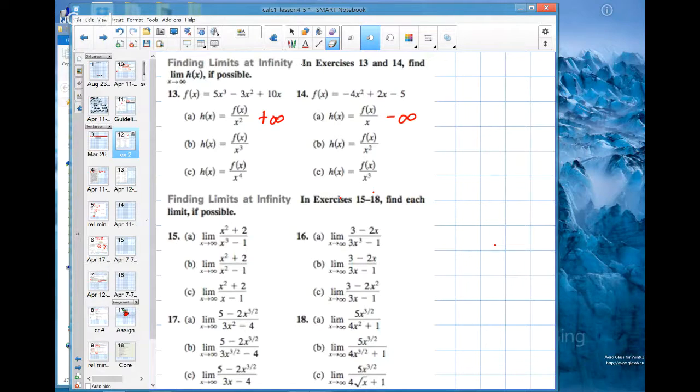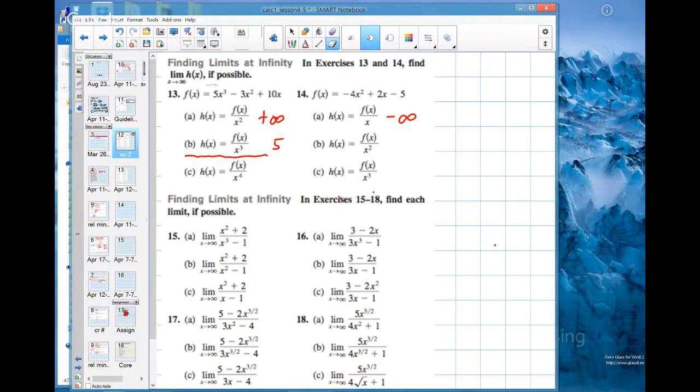Let's take a look at part B. Here, let's look at this one. Sorry, I know there's two B's. Let's stay on 13 now. So on the top, you've got 5x cubed minus 3x squared plus 10x. On the bottom, you've got x cubed. What's the highest power on top? X cubed. What's the highest power on the bottom? X cubed. Oh, they're tied. So therefore, as x approaches infinity, that thing will approach what? The ratio of the leading coefficients, 5. So this is going to be a 5.